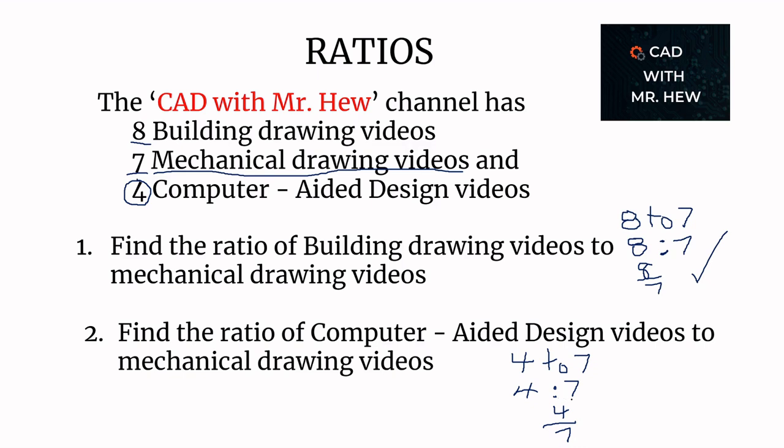Now, can we simplify this ratio? No, it's already in its simplest form because the highest common factor that can divide both the 7 and the 4 is 1, and you'll get back the 4 to 7. So we have completed this question. The ratio of building drawing videos to mechanical drawing videos on the channel called CAD with Mr. Hugh is 8 upon 7, and the ratio of the computer aided design videos to mechanical drawing videos is 4 to 7.